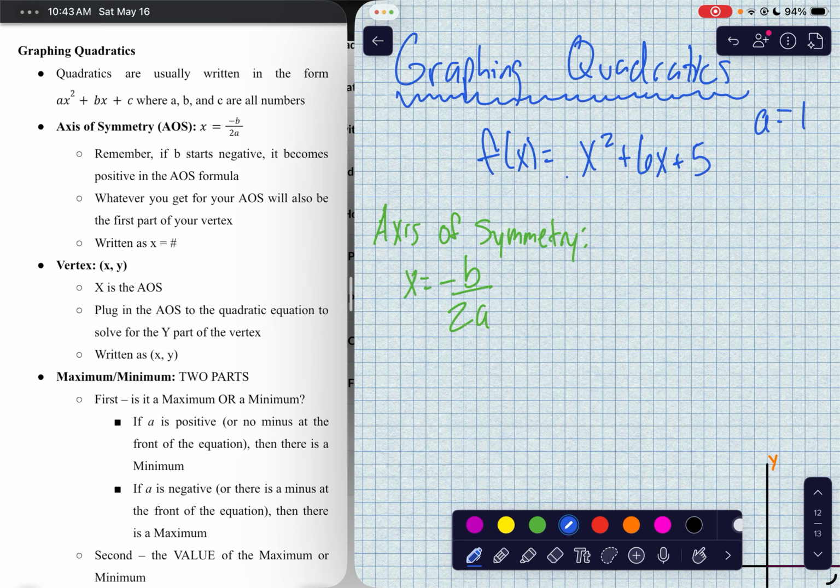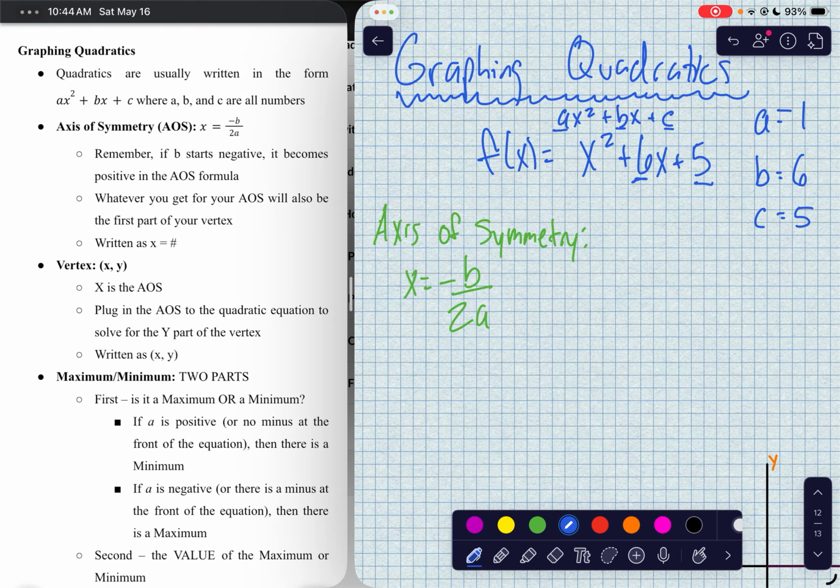Remember, this is written in the form ax squared plus bx plus c, where a, b, and c are the numbers in front of the x's. It does not include the x. So here, there's nothing in front of the x squared, so that's going to be just a 1, right? If there's no number, it's a 1. B is 6, and c is 5.